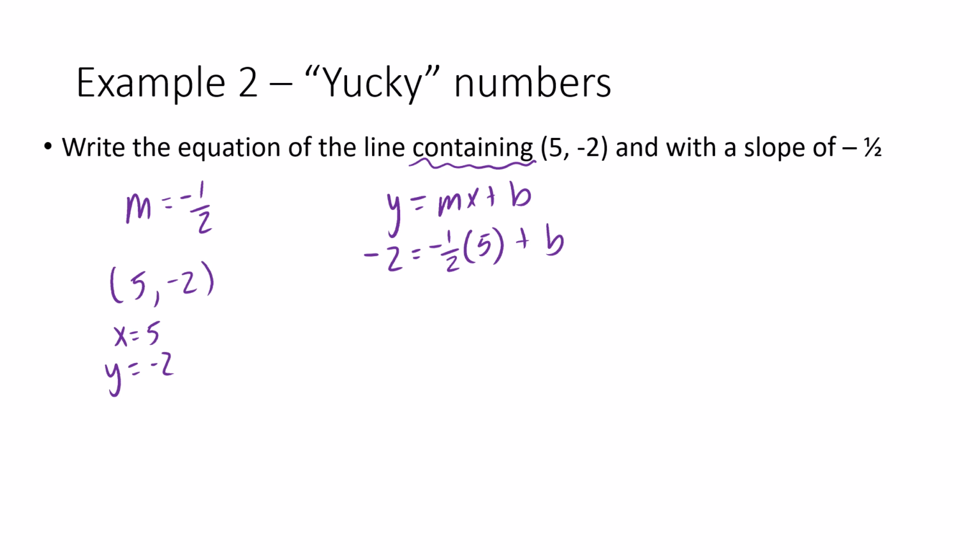And this is where you might get hung up with some of the arithmetic. So I'm going to just do some scratch work over here. -1/2 times 5. Okay, so 5 as a fraction would be 5/1. So we could just multiply those straight across and we would get -5/2. So right here, we have -5/2 plus b.